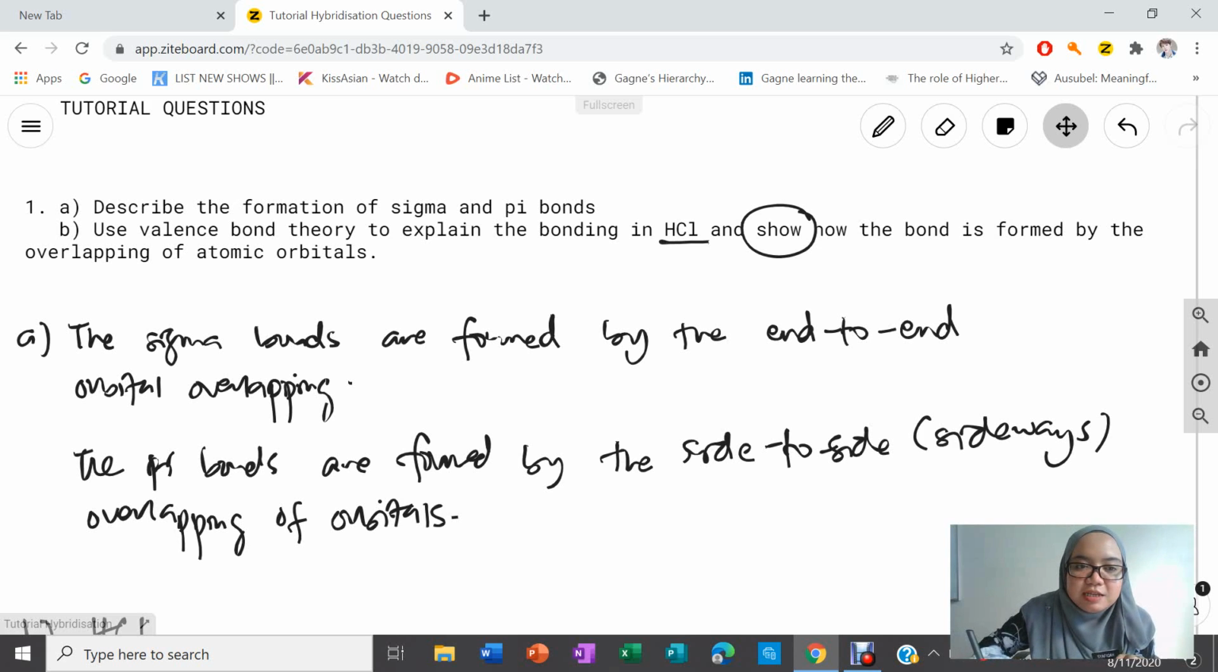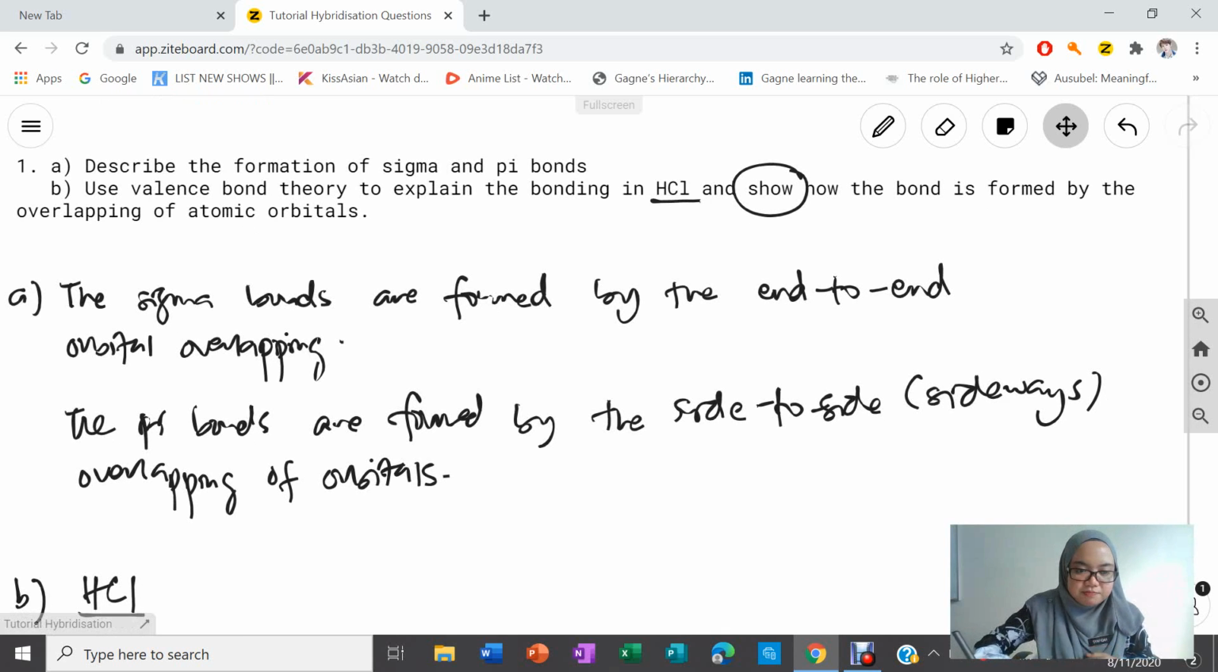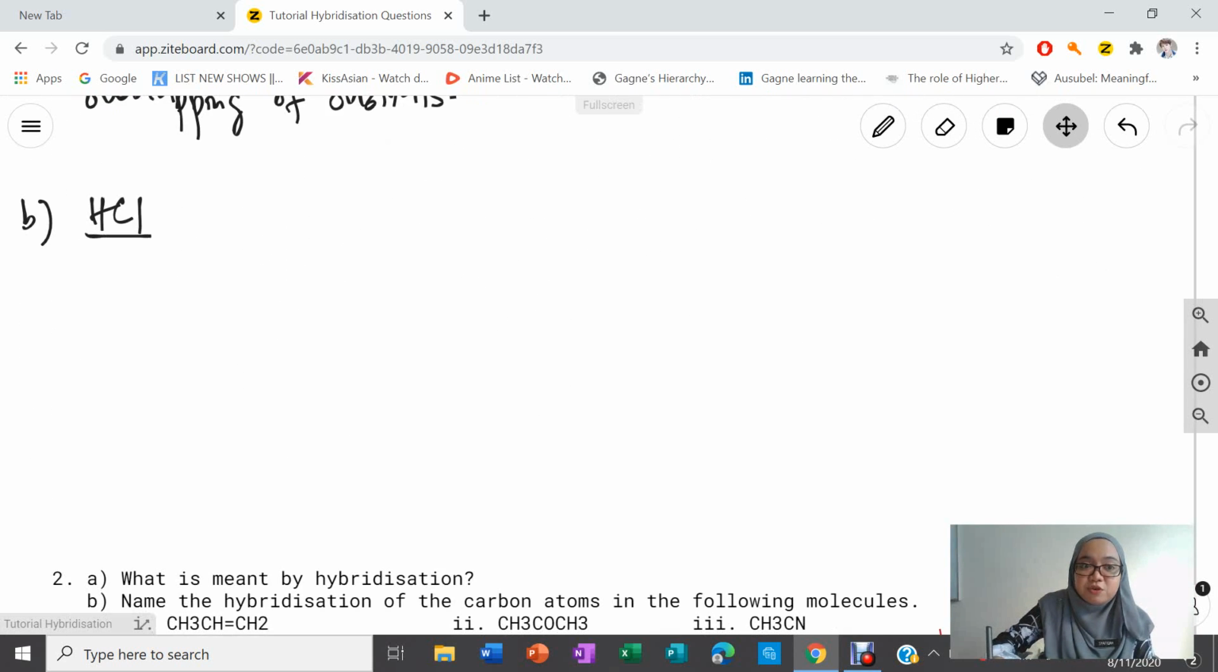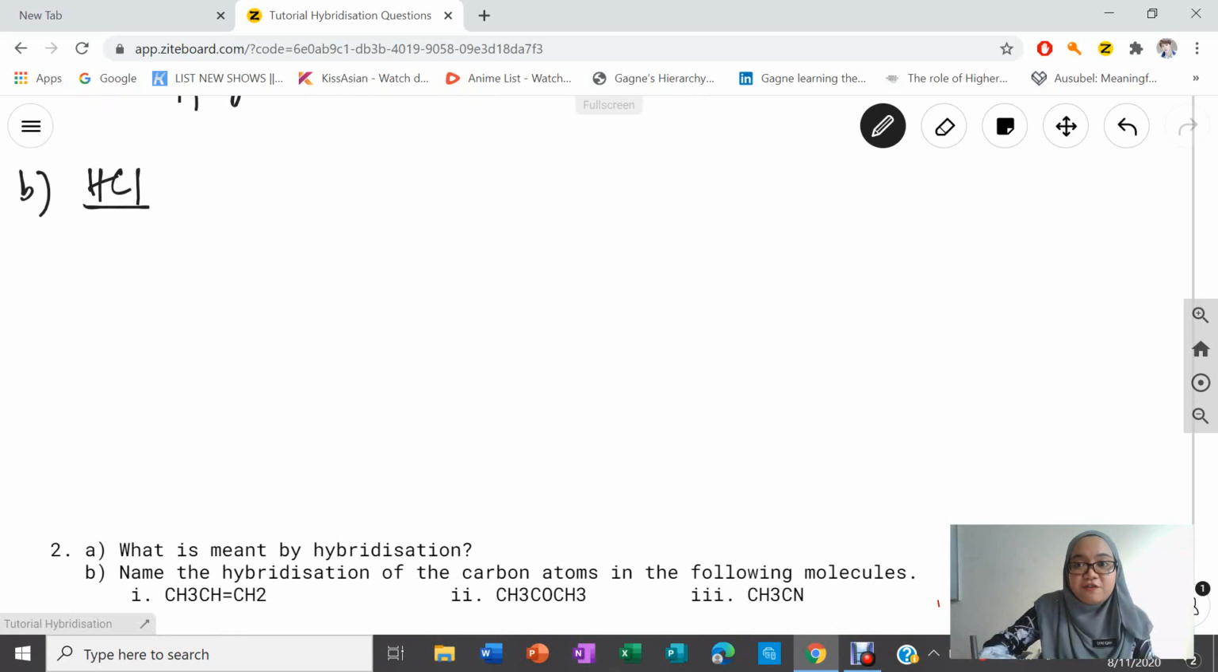Okay, now let's see question B. It asks us to use the valence bond theory to explain the bonding in HCl and show how the bond is formed by the overlapping of atomic orbitals. So it asks us to explain using the valence bond theory and show. Maksudnya, we have to draw and then explain according to valence bond theory.